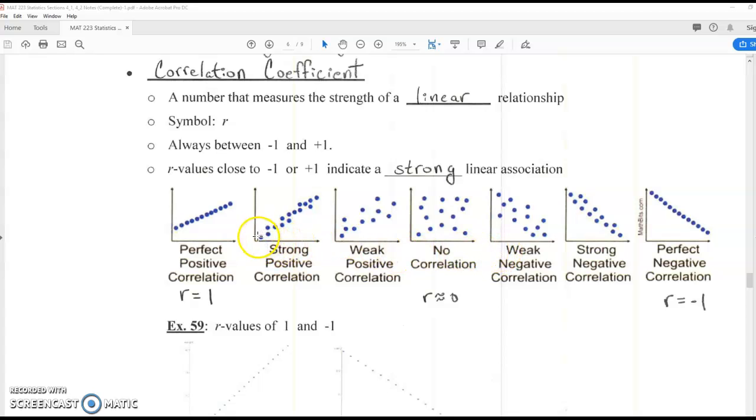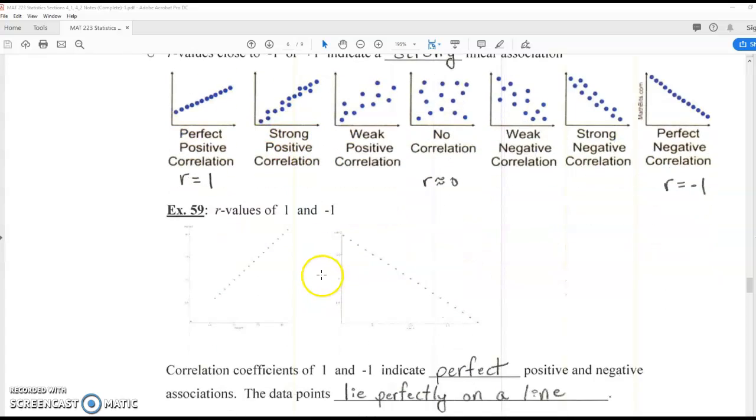If it's strong and positive, the values would be tightly clustered around the line, and as it gets weaker, it gets closer and closer to 0. Again, weak negative is close to 0, stronger negative is closer to r equals -1, etc. So take a look at that and make sure you understand how that works. It doesn't mean that's the slope of the line that goes through it. It just tells you the strength of the correlation.